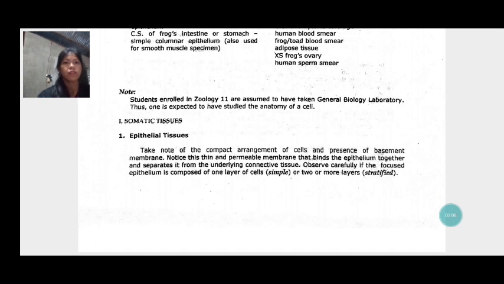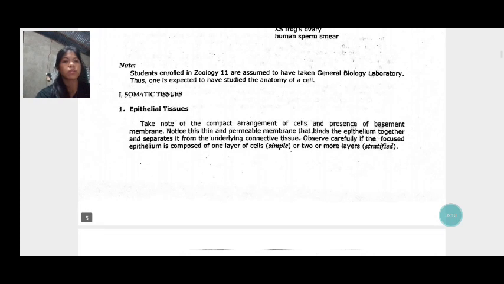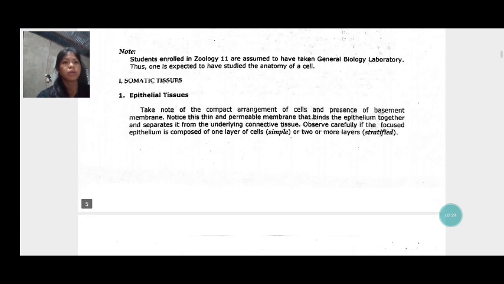Somatic tissues. First is epithelial tissues. Take note of the compact arrangement of cells and presence of basement membrane. Notice this thin and permeable membrane that binds the epithelium together and separates it from the underlying connective tissue. Observe carefully if the focused epithelium is composed of one layer of cells, called simple, or two or more layers, called stratified.